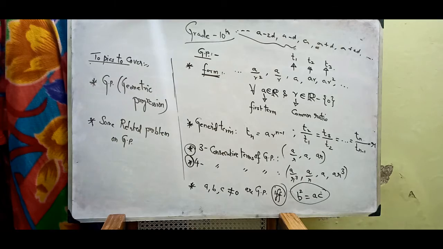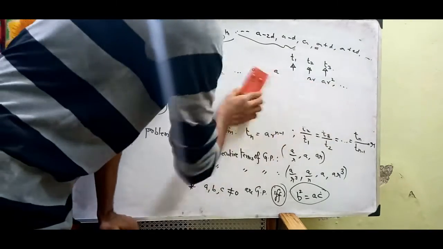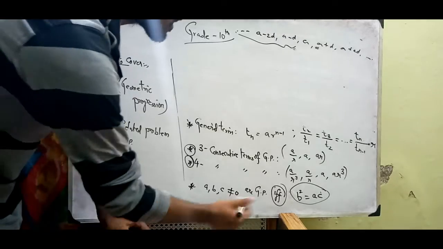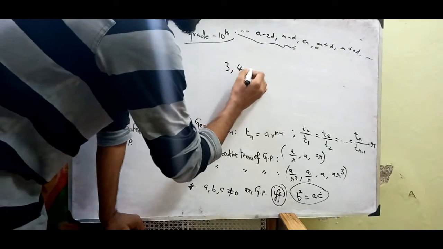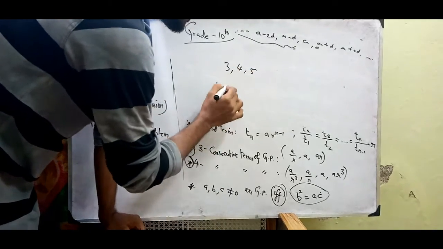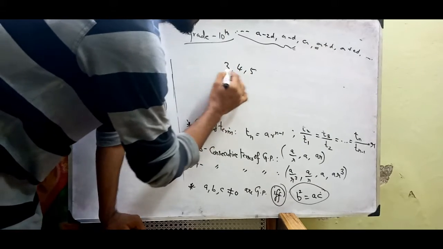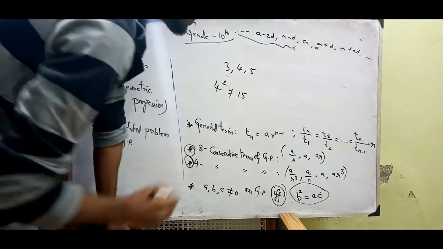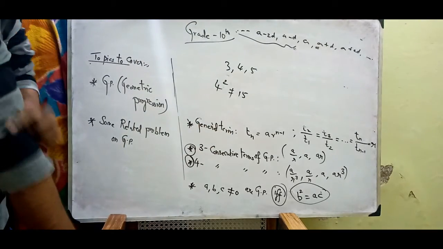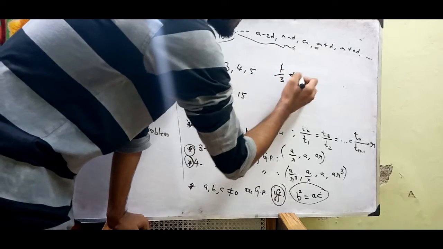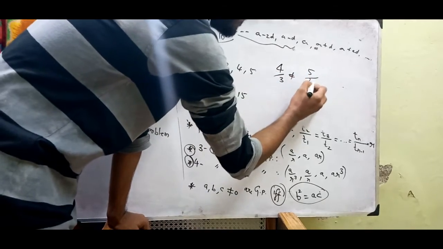For example, let us take 3 non-zero numbers 3, 4, 5. Let us see: 4 square equals 3 times 5, which is 15? So this is not a GP, right? As we see, 4 divided by 3 is not equal to 5 divided by 4.